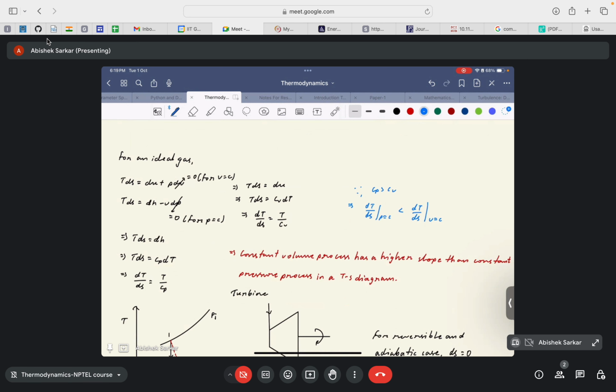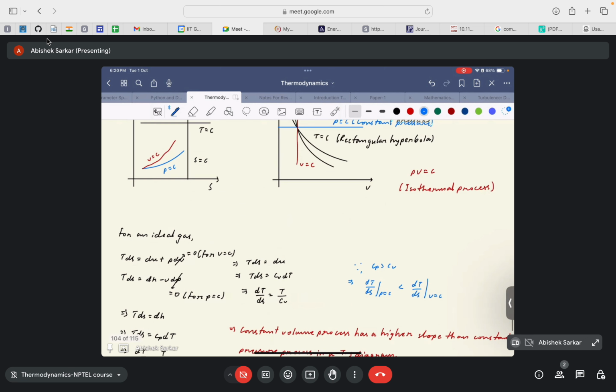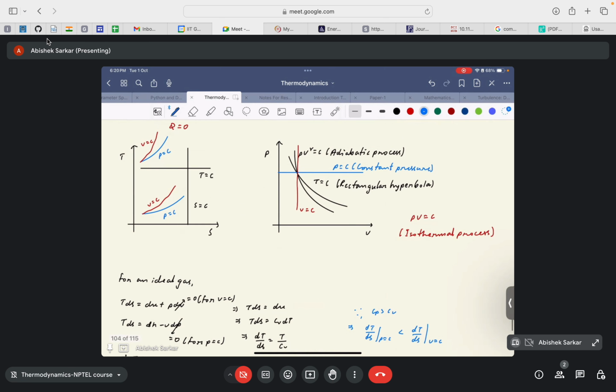And that's why a constant volume process has a higher slope than a constant pressure process in a TS diagram. So that's the conclusion that we get. If we want to denote a constant volume process, it must have a higher slope compared to a constant pressure process that has been shown simultaneously in the TS diagram.